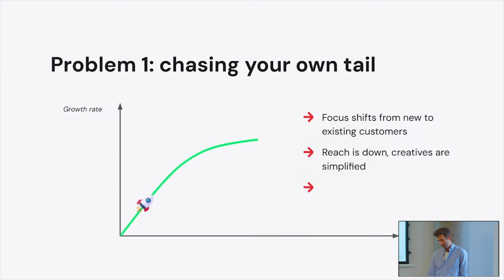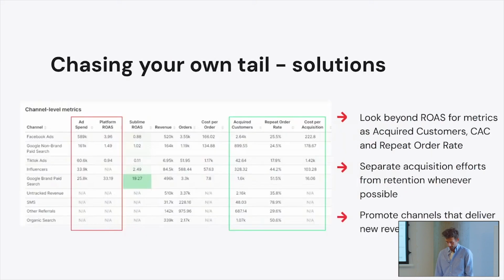So over time, our general reach, the number of customers in the target audience, will diminish. Our creatives will be simplified because our customers don't really need an explanation of who we are, what our brand is about, and what our products are. And the fuel that we've been generating so far by reaching new customers quickly gets burned, and our CACs start rising.